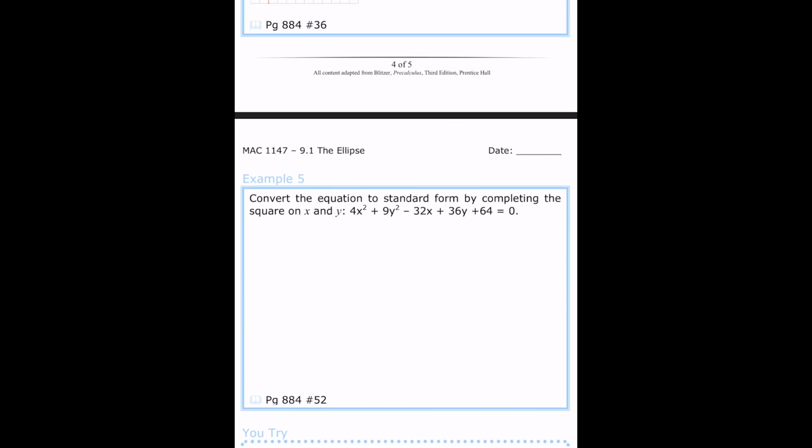In example 5, we're going to complete the square in order to write this equation in standard form, so just a quick reminder of this process. First, we're going to do some organizational stuff. We'll take our x terms and write them first, so we have 4x squared minus 32x, and then our y terms plus 9y squared plus 36y, and then I'm going to subtract the 64 over to the right hand side. I don't want that thing on my left hand side. We'll put some other constant values over there.